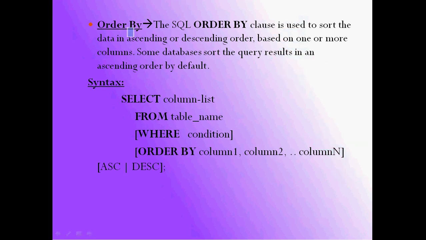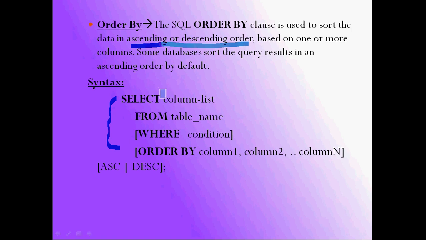Now the next one is order by. Order by is a clause that is used to sort the data. The format is almost similar to the group by clause, but here we are just ordering or sorting the data or the table in ascending or descending order. The order by clause can sort the data either in ascending order or in descending order. Okay, this you can specify.